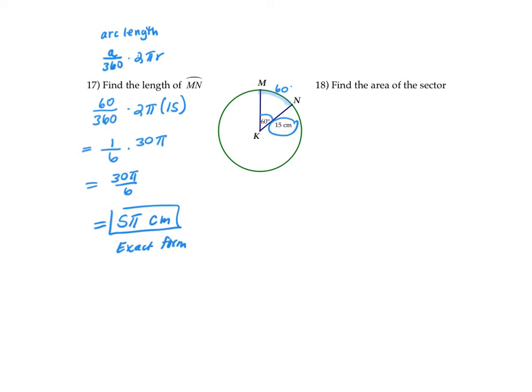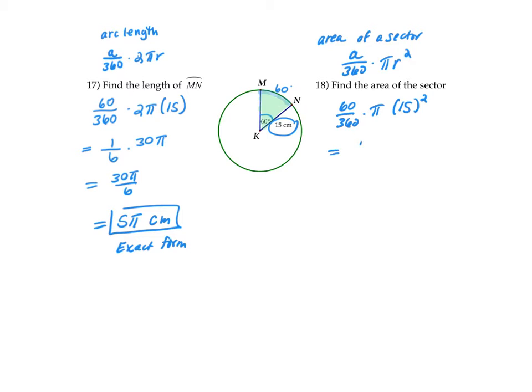All right, area of a sector is where we find the area of a piece of the area of the circle, like a slice of pizza, for example. So the formula for area of a sector is your angle divided by 360, because again, that tells you what fraction of the circle you're working with. But now we're going to multiply by area, pi r squared. So we're still going to start with 60 over 360, but now we multiply by pi times 15 squared.